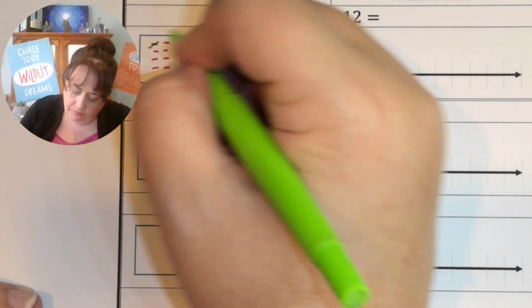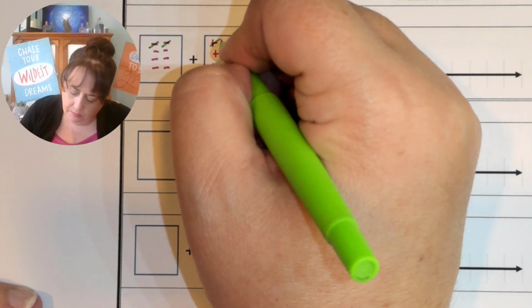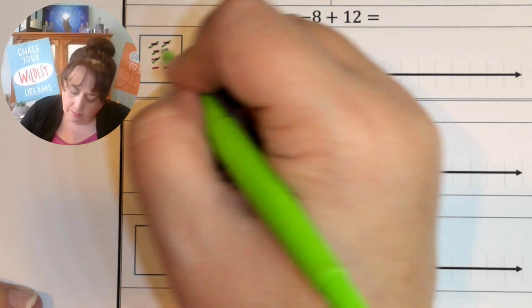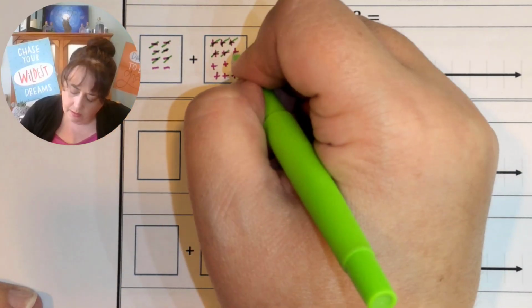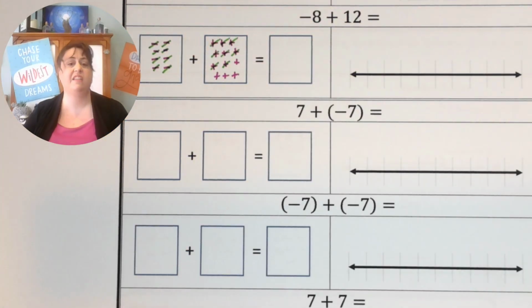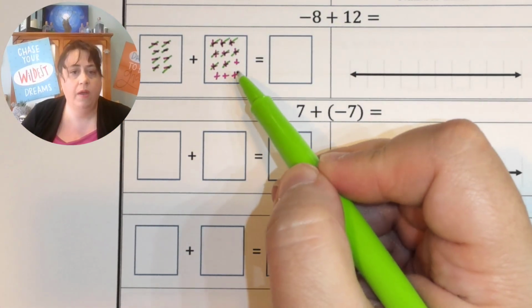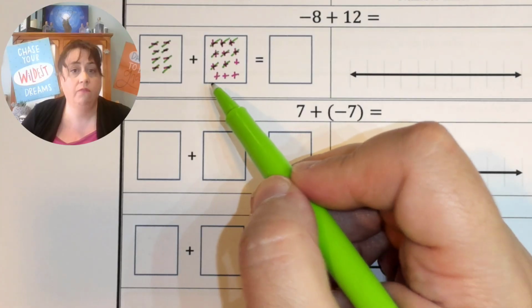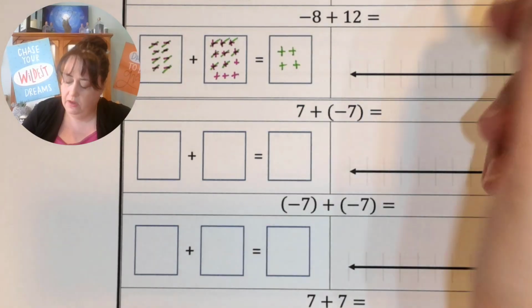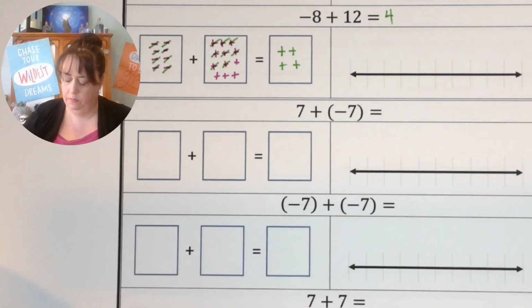1 for you, 1 for you, 1 for you, and so on. I just did that until I ran out. And I have 1, 2, 3, 4 left. And they're positives. So my answer should be positive 4.